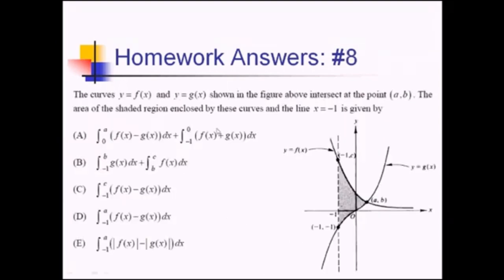For this problem, we've got the curves y equals f of x and g of x shown in this figure here. So they were nice and just gave us a picture. They tell us these intersect at the point a comma b, and the area of the shaded region between these curves and the line x equals -1 is given by which of these answer choices? So we want to find the area of this shaded region.